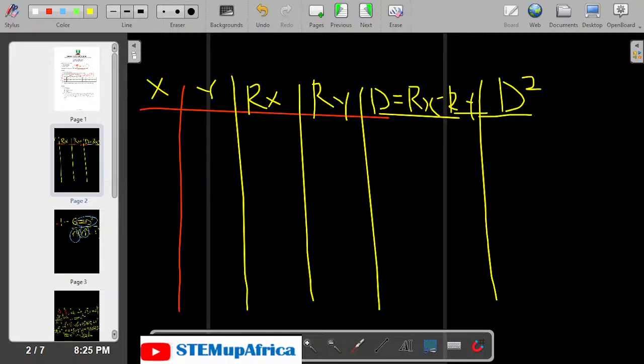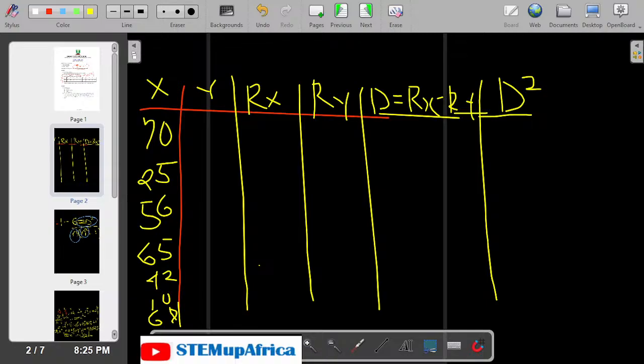So I will type in the first number for X. We represent the EDA 821. The first number there is 70, followed by 25, followed by 56, followed by 65, followed by 42, followed by 10, and 68, and lastly we have 80, 50, and 45.